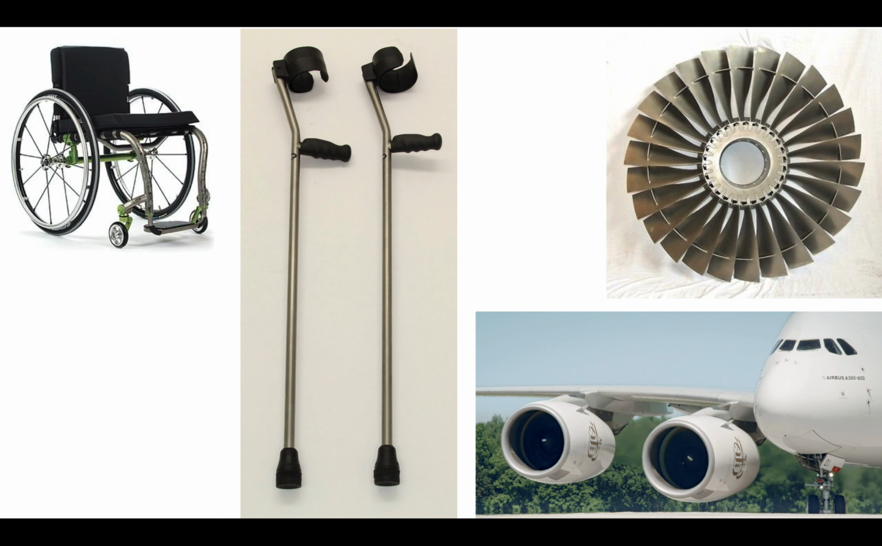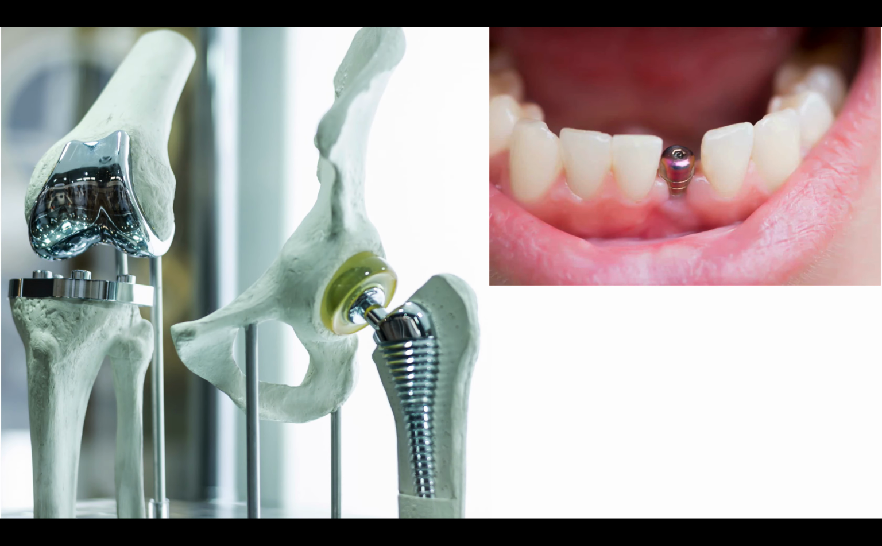also where weight is important. It is a very strong metal. It doesn't degrade very easily, and it's inert in the human body, so they use it for implants to replace different joints or things you might have lost, whether teeth or hip.